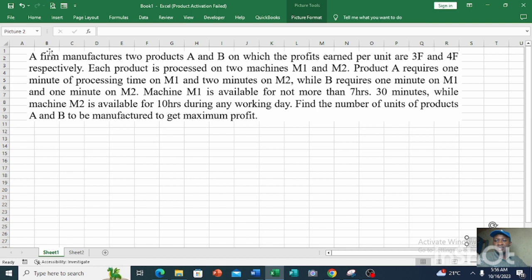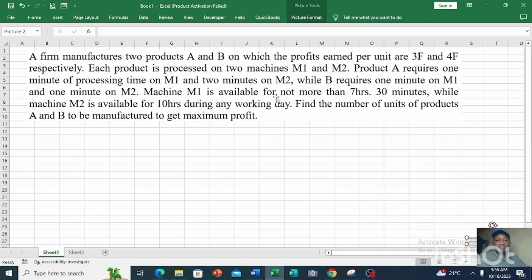This is an exercise. They say a firm manufactures two products A and B on which the profits earned per unit are 3 francs and 4 francs respectively. Each product is processed on two machines M1 and M2. Product A requires 1 minute of processing time on M1 and 2 minutes on M2, while B requires 1 minute on M1 and 1 minute on M2.